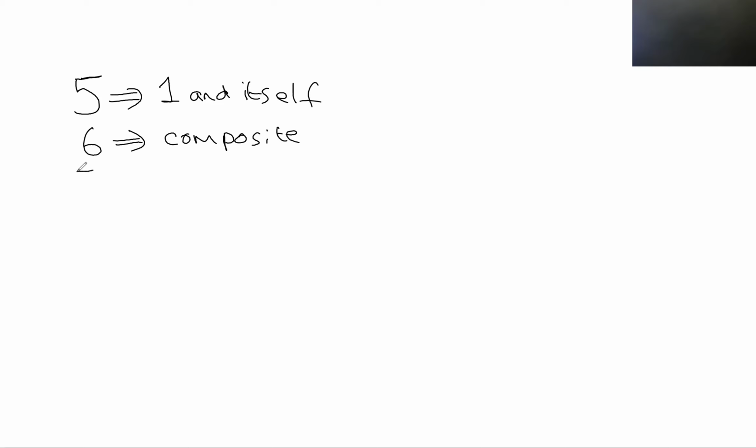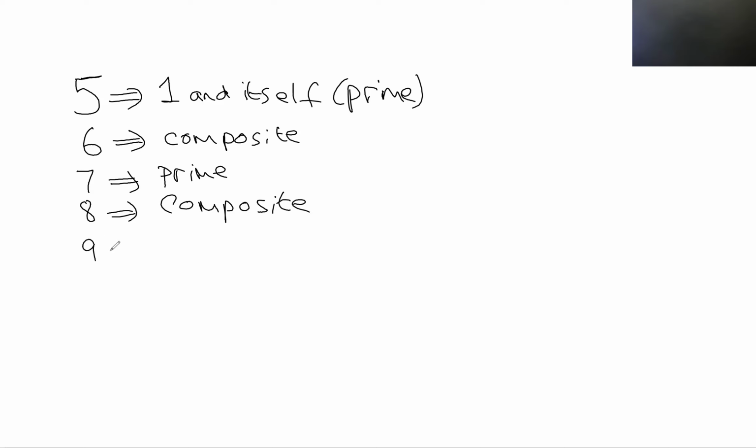7, prime. I'll write here prime as well. 8, composite. 9, now don't suddenly think that any odd number is prime, because actually 9 is composite because it goes into 3 as well. Okay, and 10, composite. So any number above 1 is either prime or composite.